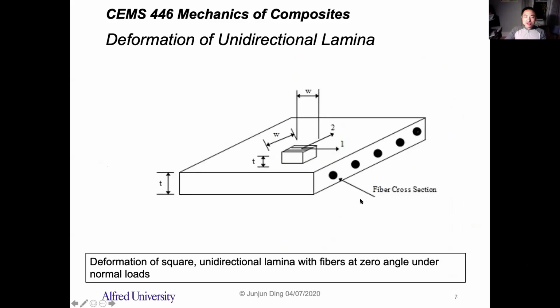If you have those unidirectional lamina, let's see how it deforms. For example, we have this kind of model, and you have fiber across in the one direction. So this is the fiber direction, and two is the transverse direction. One is the longitudinal direction. And we want to apply the load in the one direction or the two direction to see how it deforms. The size of this object is W by W.